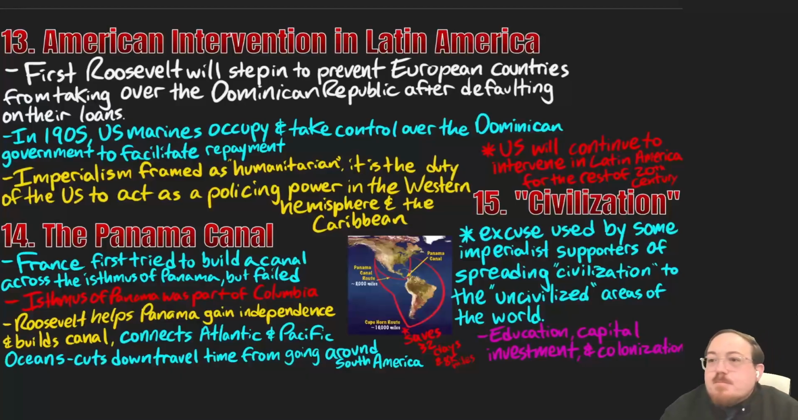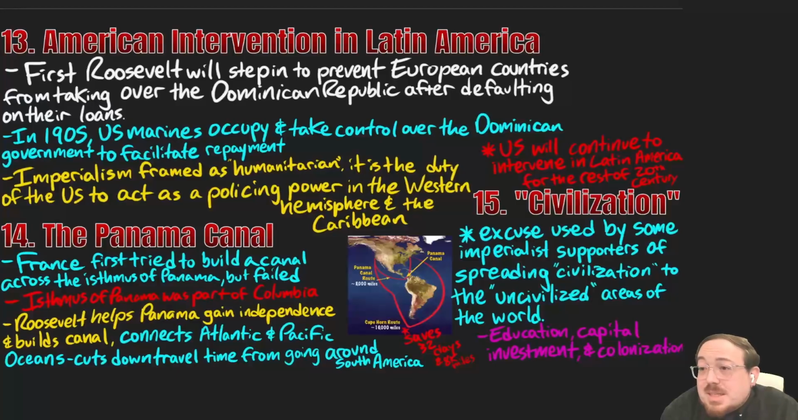Now, for most of our history, if we wanted to send stuff to the other side of the country, the easiest way would be by ship. But we have to go all the way down around South America. That is about 16,000 miles, takes months, and is incredibly costly and time consuming. It'd be much better if we could cut through the middle. Well, the French had the exact same idea.